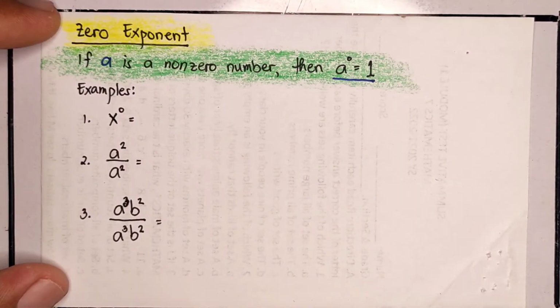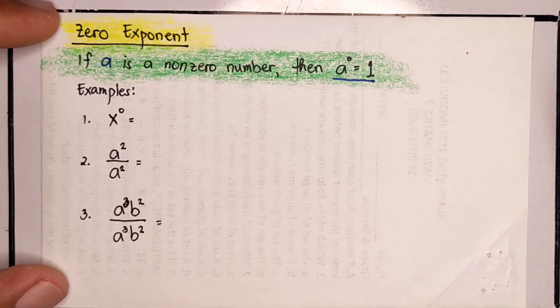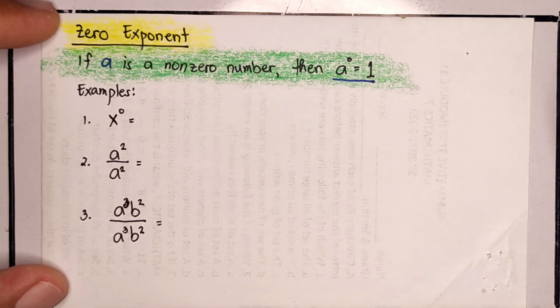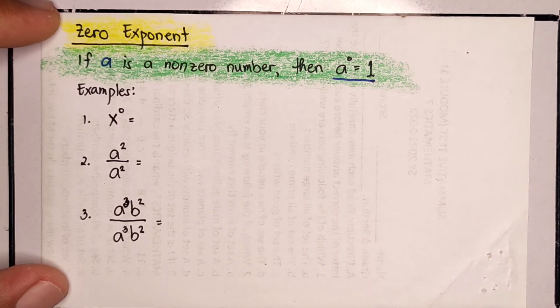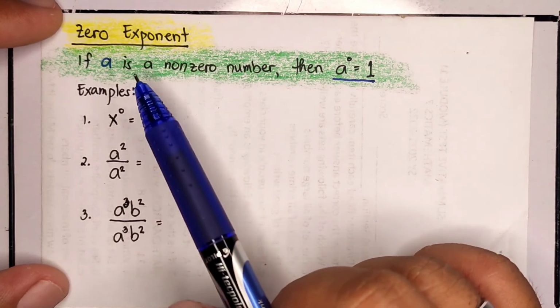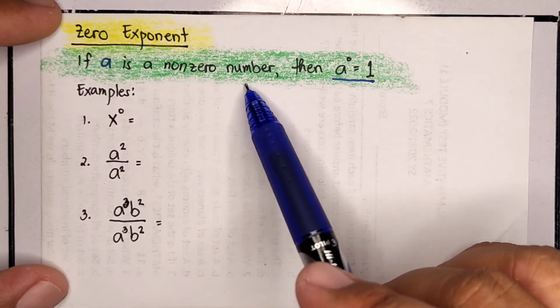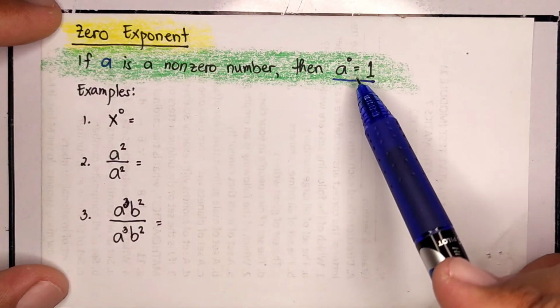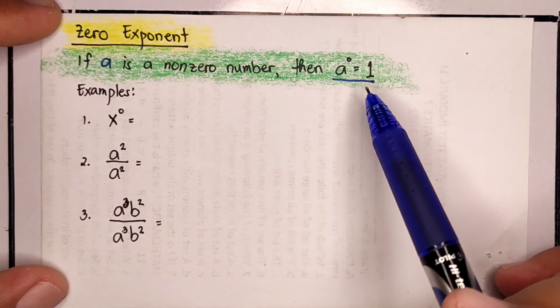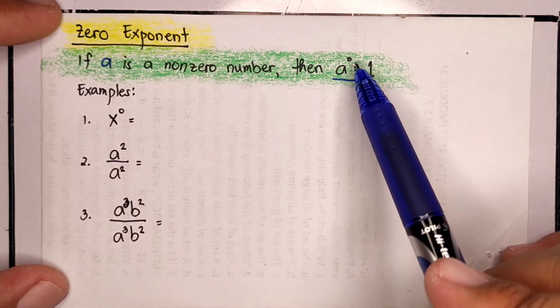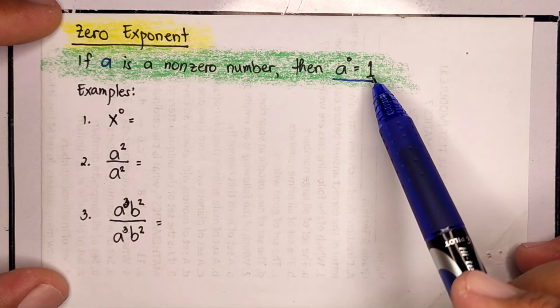Okay, para pa rin siyang law of exponents, the next one that we will discuss is the zero exponents. Okay, it applies on the quotient rule. What if we will subtract those exponents, the result is 0. Okay, this is the rule for the zero exponents. If a is a non-zero number, then a raised to the power of 0 is equal to 1. Yun ang rule natin. Any number raised to 0 is equal to 1.